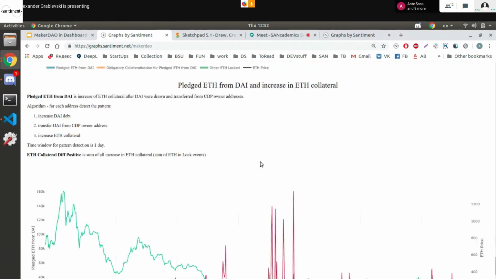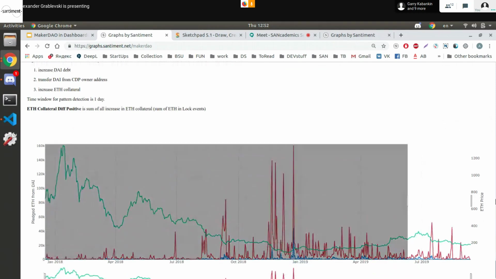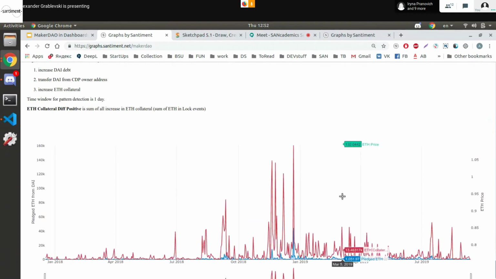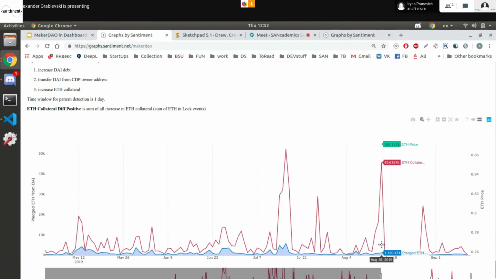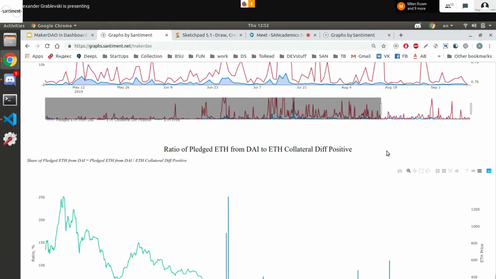And the same thing here. It shows you just for days all the ETH that has been locked. Oh, sorry. This blue line shows the share of this re-pledged ETH. So you can compare the total ETH that was collateral on that day and the amount of re-pledged ETH. And that's the share of it. So you can see that currently the share is about 20%. So that's it.